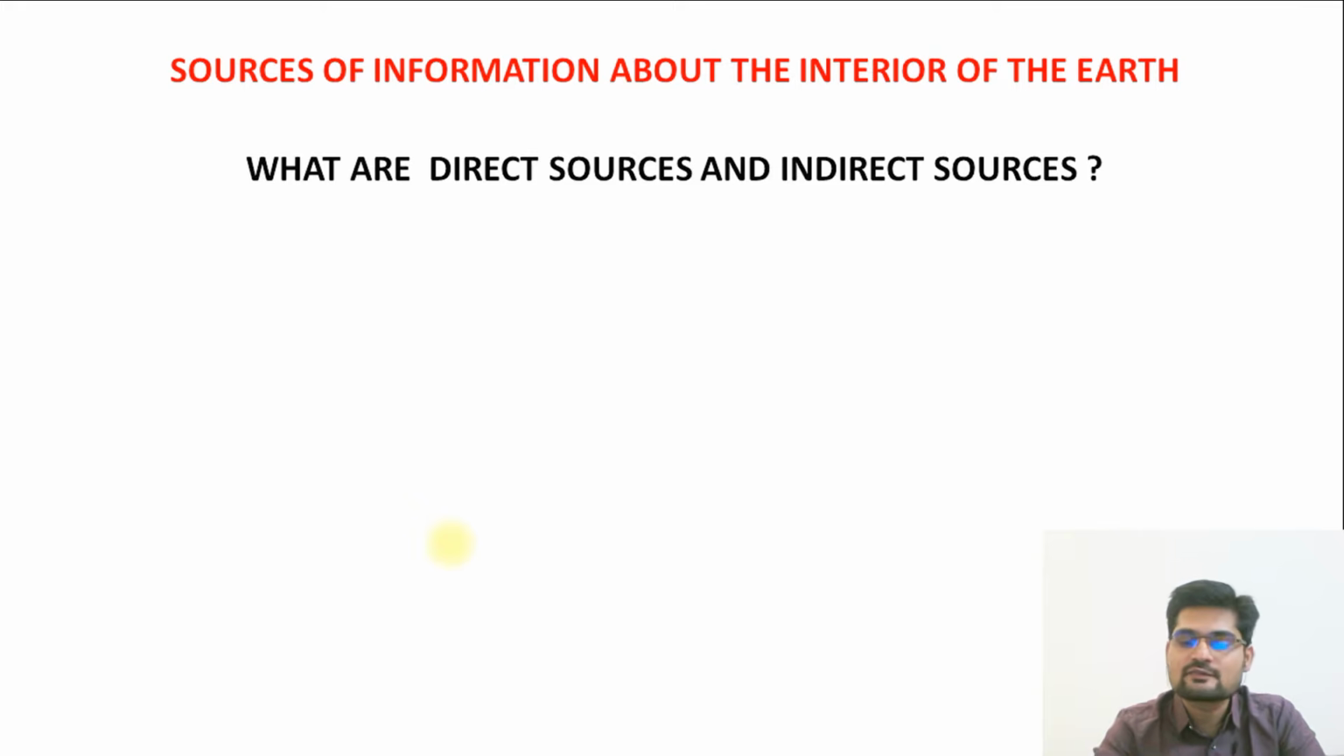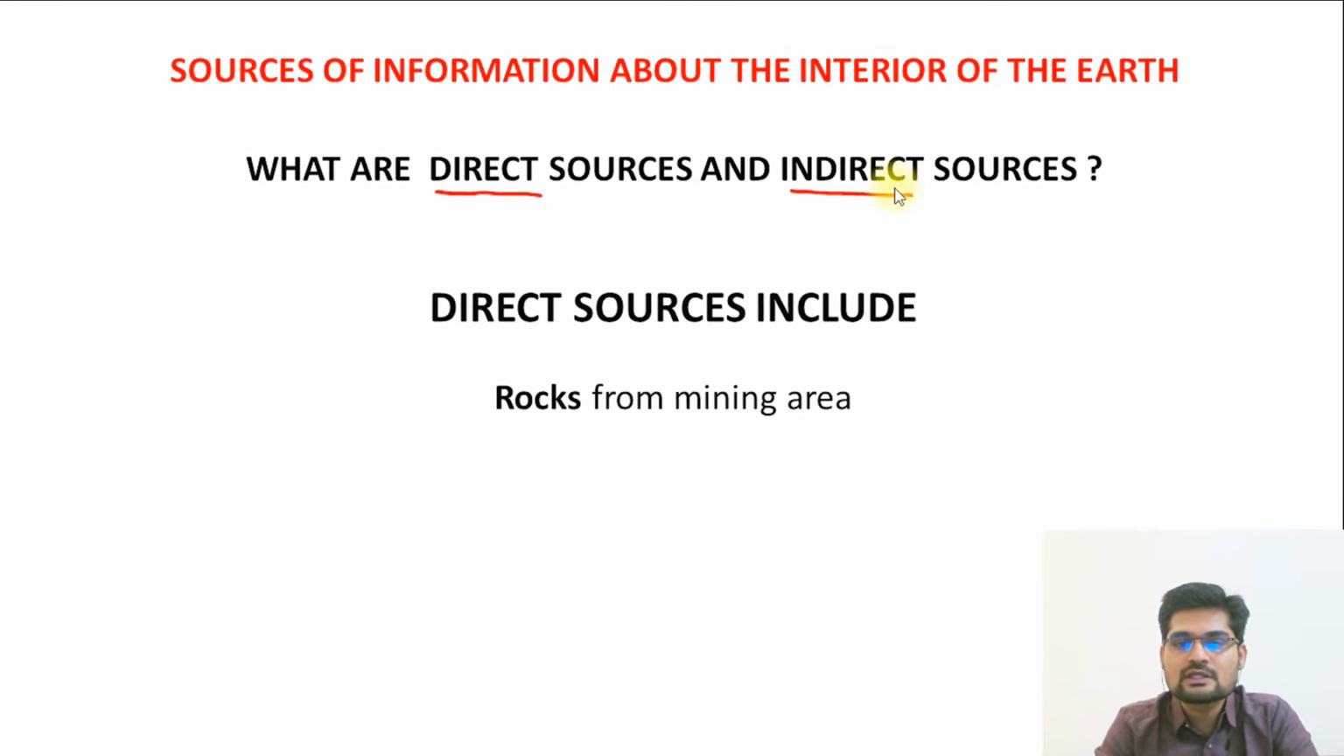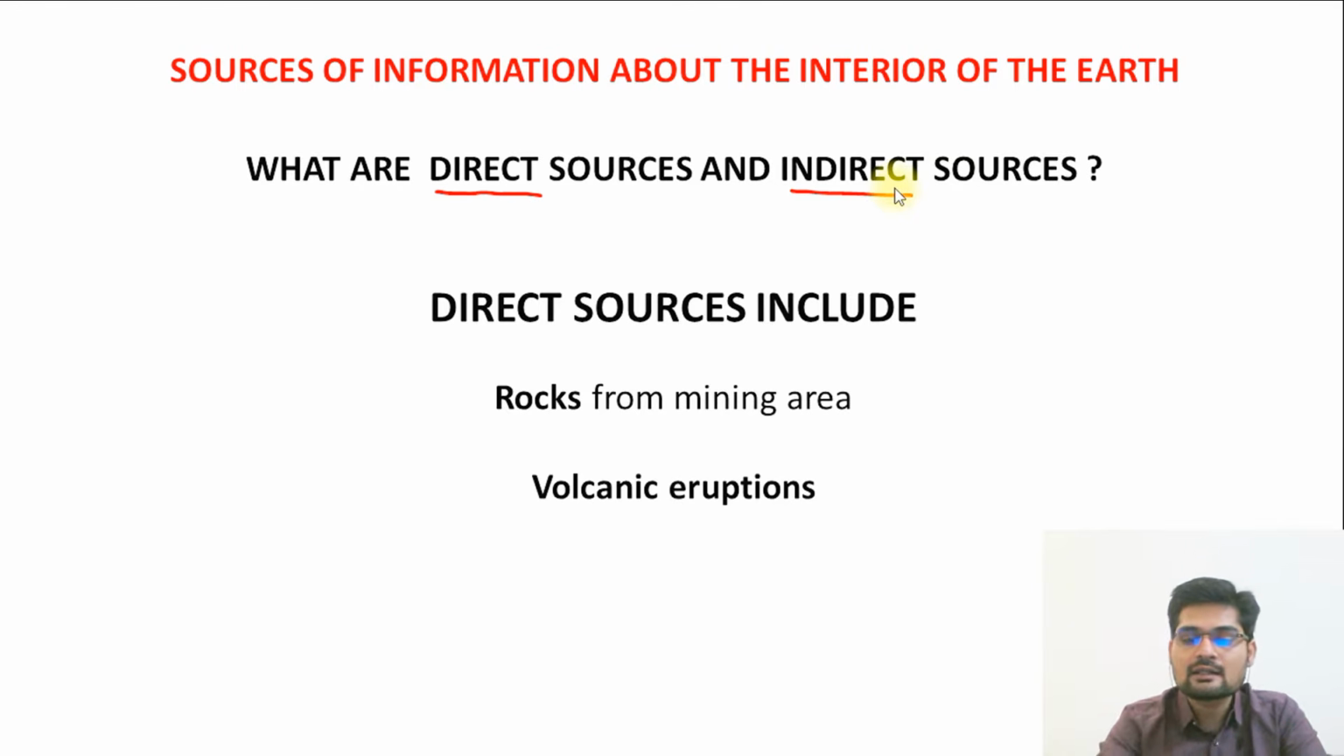So there are two kinds of sources. One is known as the direct source and the other is called the indirect source. So let's understand what is a direct source. Direct sources include rocks from mining areas. Apart from that, the volcanic eruptions. So these are two important direct sources.